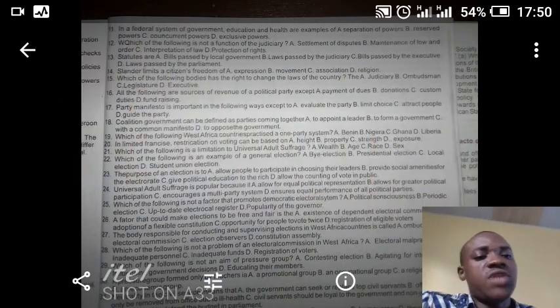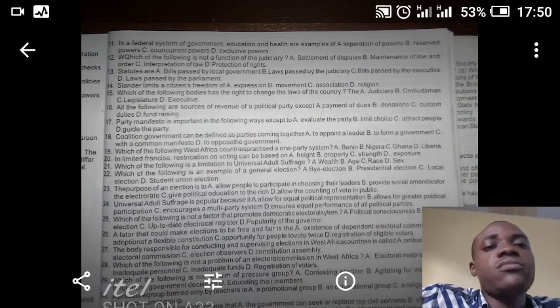This is your Government 2014 WAEC past question. Remember, WAEC and NECO are similar. It's the same scheme, the same question that they will ask you, the same scheme of work. So if you understand what is in WAEC, you'll be able to attempt what is in NECO, the same scheme of work. All right, we'll start from number 11 and let's see where we can stop for today.